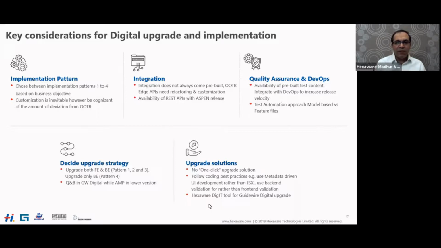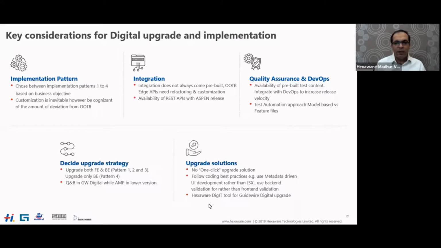From a complexity of upgrade perspective, I think there is no one-click upgrade solution available, because there is a complete change in technology, at least for the front end. The new one, like Dimitri explained, is built on the Jutro framework. I think Dimitri also spoke about the coding best practices that need to be followed, right?